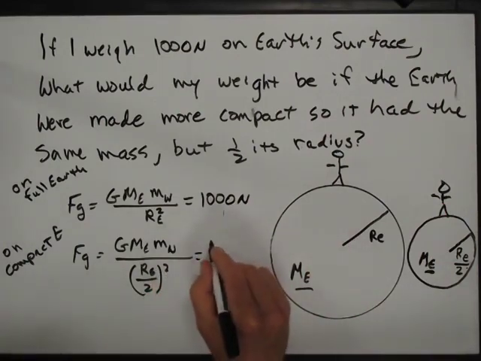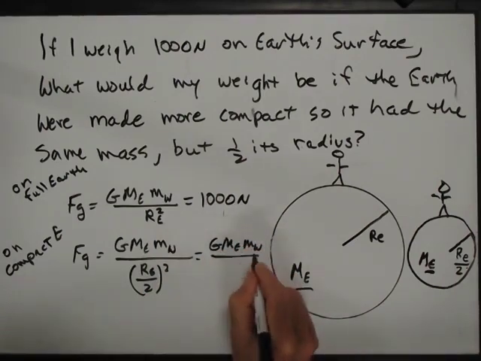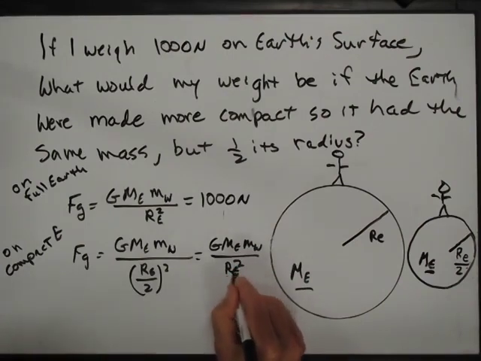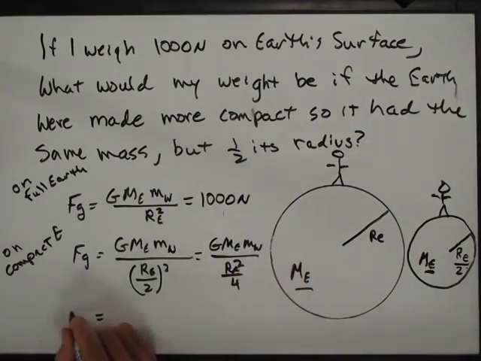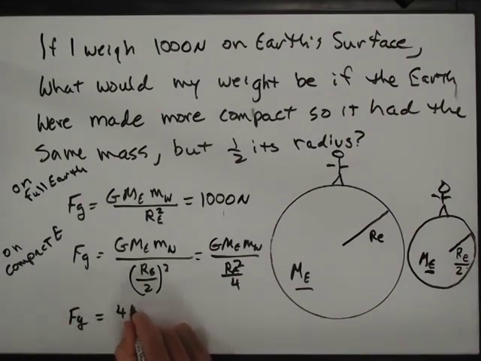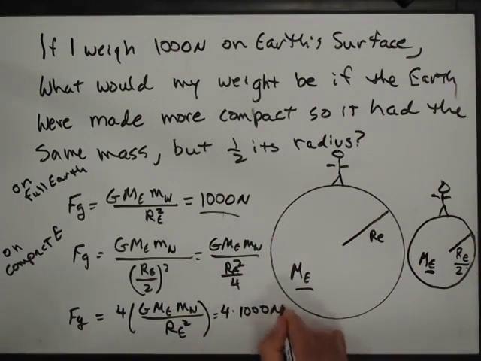And so what is that? If I square that, that's G times the mass of the Earth times the mass of me over the radius of the Earth squared over 4. Well, if it's in the denominator of the denominator, I invert and multiply, and that comes out to a force of gravity that's equal to 4 times G times the mass of the Earth times the mass of me over the radius of the Earth squared. But the number in parentheses is just 4 times 1,000 newtons, which is 4,000 newtons.